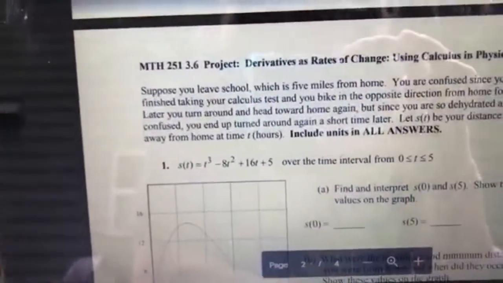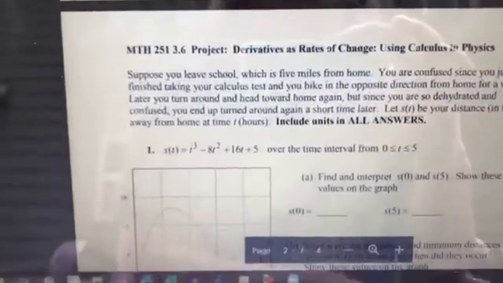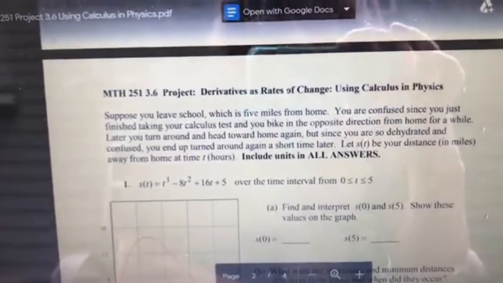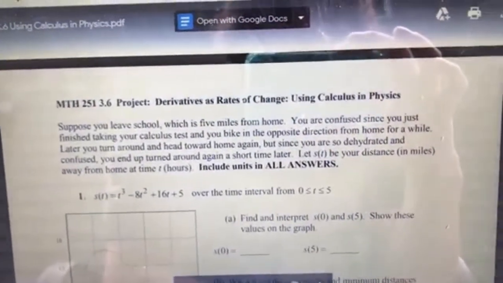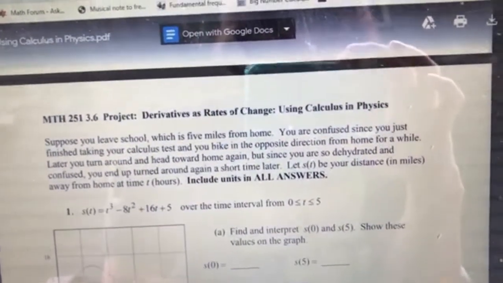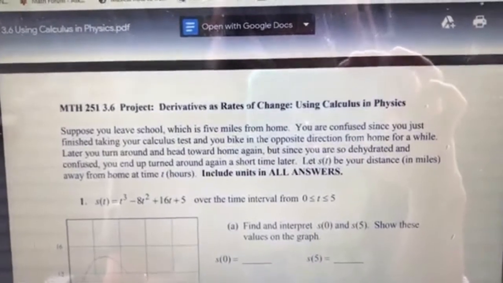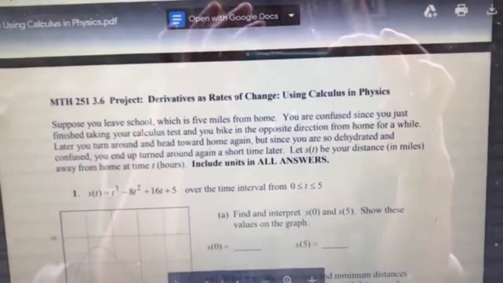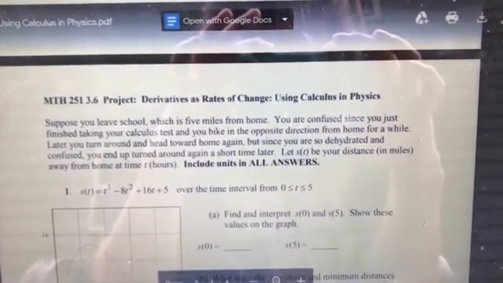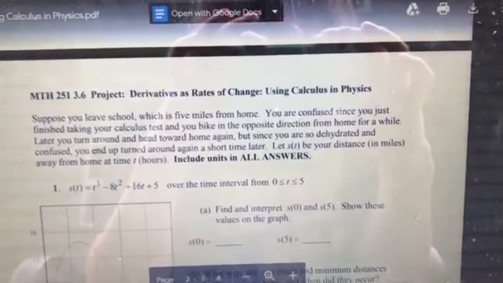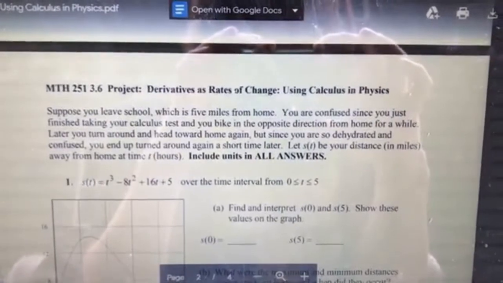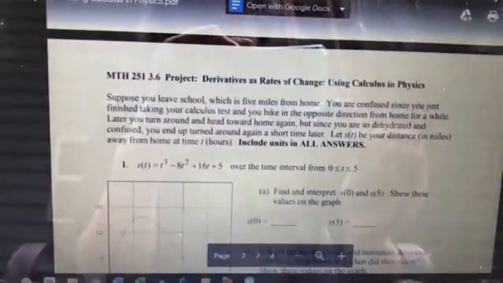So the first question and the context behind it. Let's read it. Suppose you leave school, which is 5 miles from home. You are confused since you just finished taking your calculus test and you bike in the opposite direction from home for a while. Later you turn around and head toward home again. But since you are so dehydrated and confused, you end up turned around again a short time later. Let the function s of t be your distance in miles away from home at time t in hours. Include units in all answers.